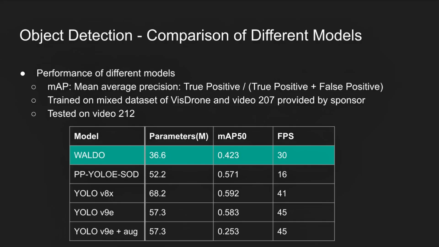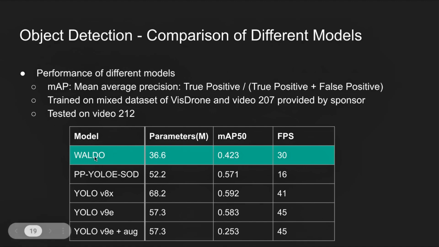Okay, so here I'm going to talk about the performance of different models. Here the most important parameter is the mAP, mean average precision, which is calculated by true positive divided by the sum of true positive and false positive. All datasets except the Waldo are trained on a mixed dataset of Visual and Video 207 from our industrial sponsor, and they're all tested on Video 212.